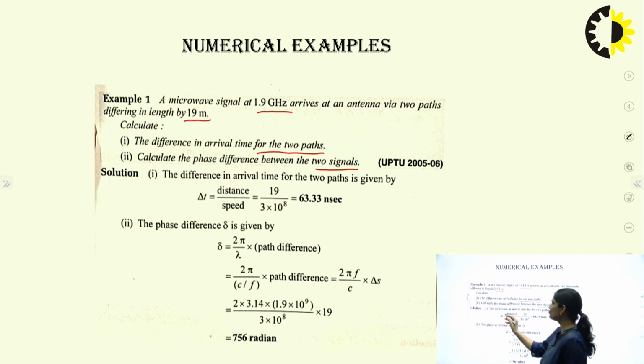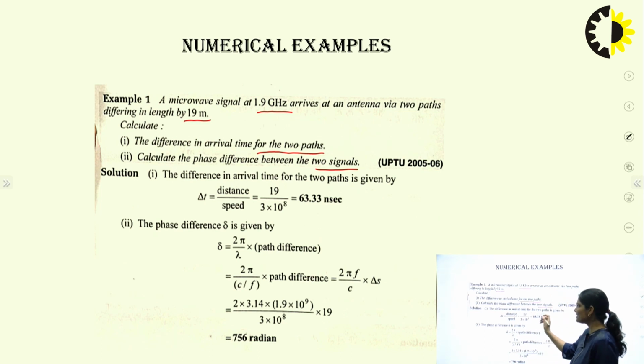First we have to find the difference in arrival time for the two paths. So delta T is equal to what? Distance upon speed, and the distance is given in the question, 19 meters. Speed you all know, 3 × 10^8. So you will get delta T equal to 63.33 nanoseconds.